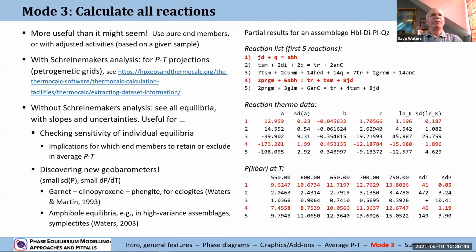Main thing for me has been actually the possibility you can use this for discovering new geobarometers. And I guess the most significant one of those was the one I came across in 1991 for garnet, clinopyroxene and phengite.